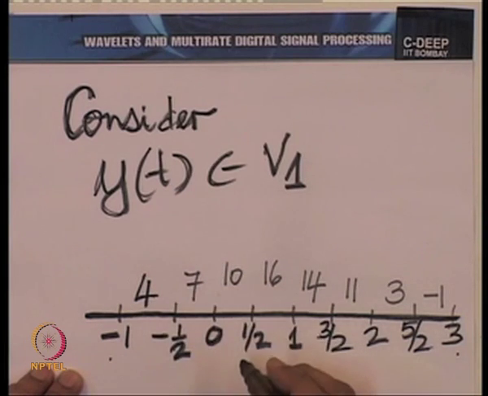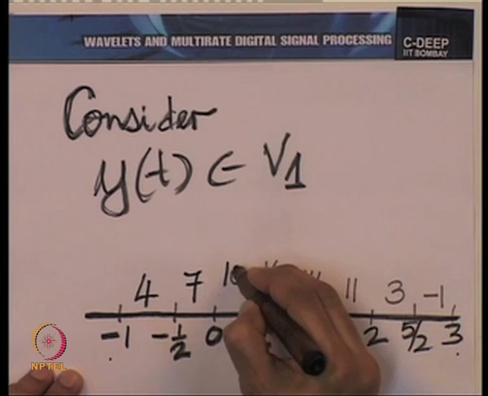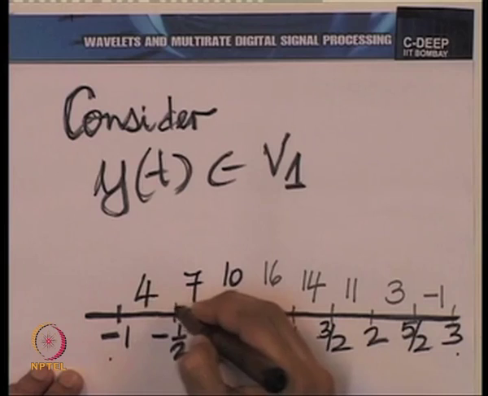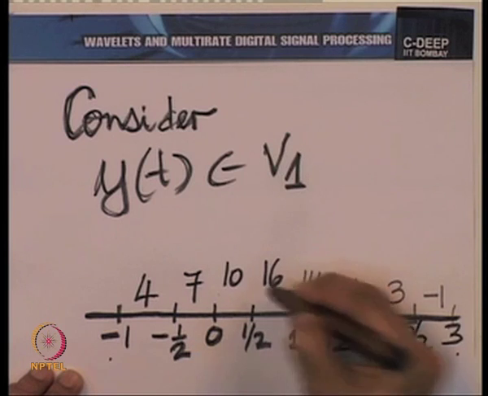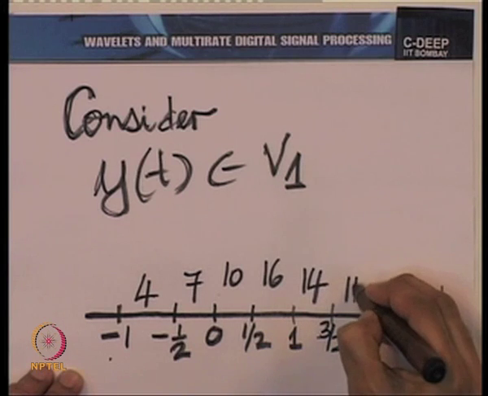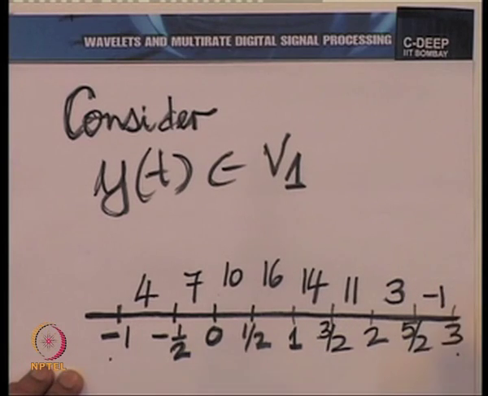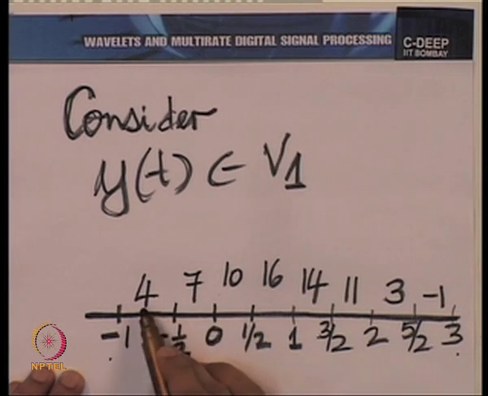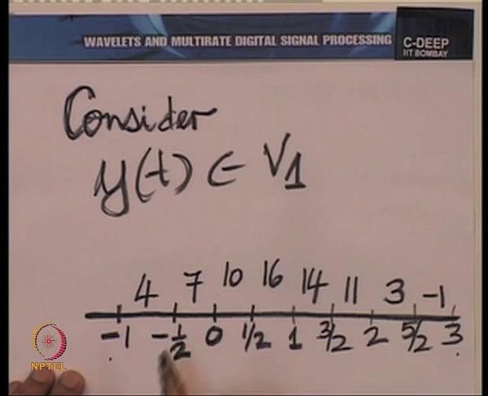The piecewise constant values are 4, 7, 10, 16, 14, 11, 3 and minus 1. We said it is quite adequate for us to write down the piecewise constant values in each half interval. And that would define the function completely.